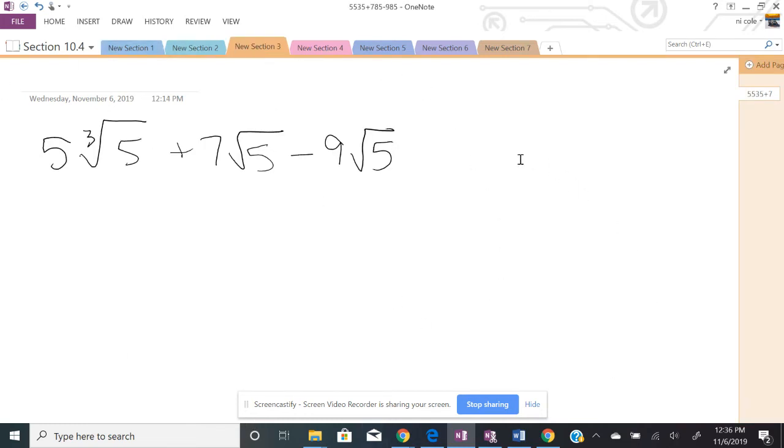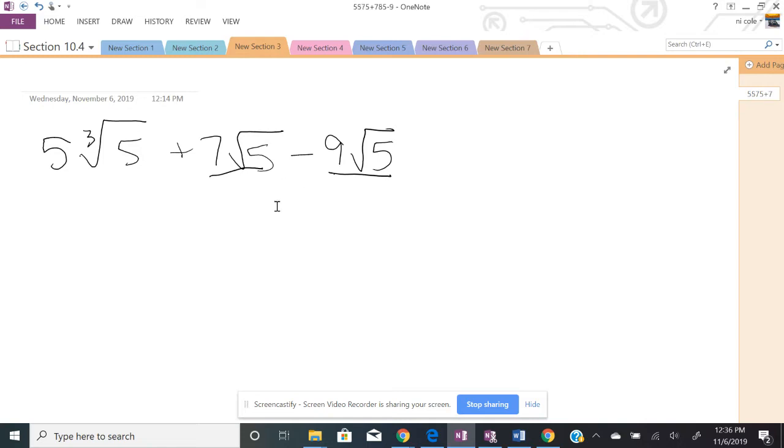All right, now I might get something that looks like this. They all have the radical of 5. So obviously they must be all the same, but they're not. So pay very close attention to this. This is the cubed root of 5, this is the square root of 5, and this is the square root. Square roots go with square roots, cubed roots go with cubed roots. So only these two are like terms.